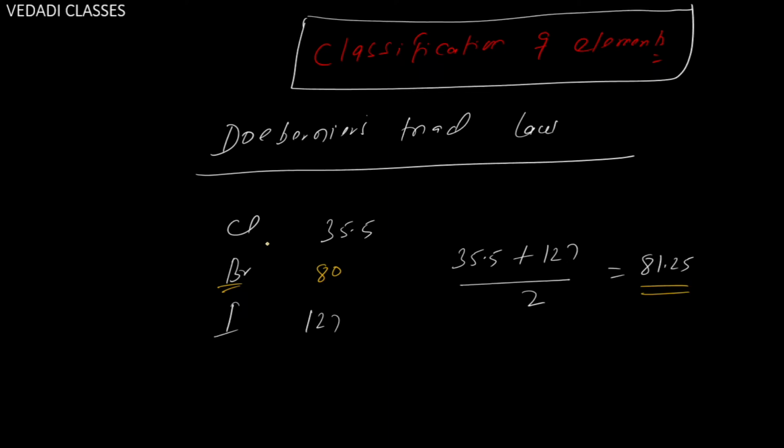It states that the arithmetic mean of the atomic masses of the first and third element will be equal to the atomic mass of the middle element. We can give some more examples.